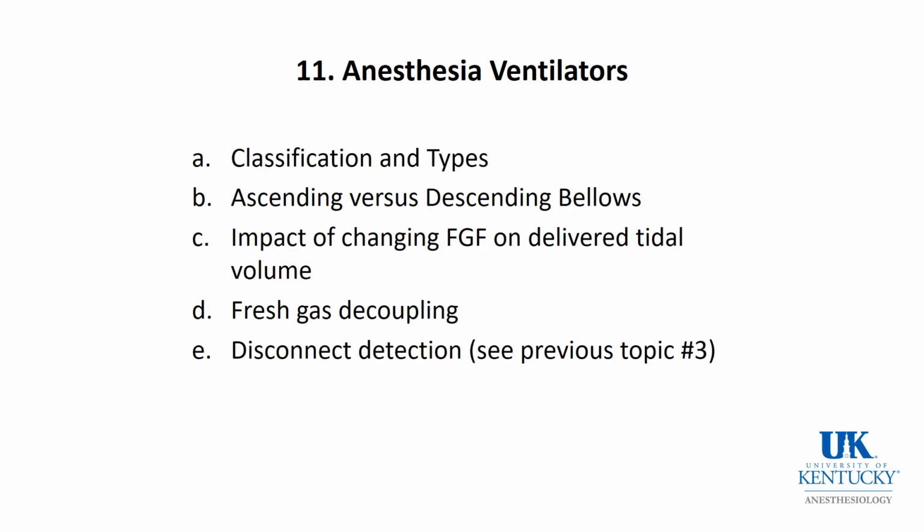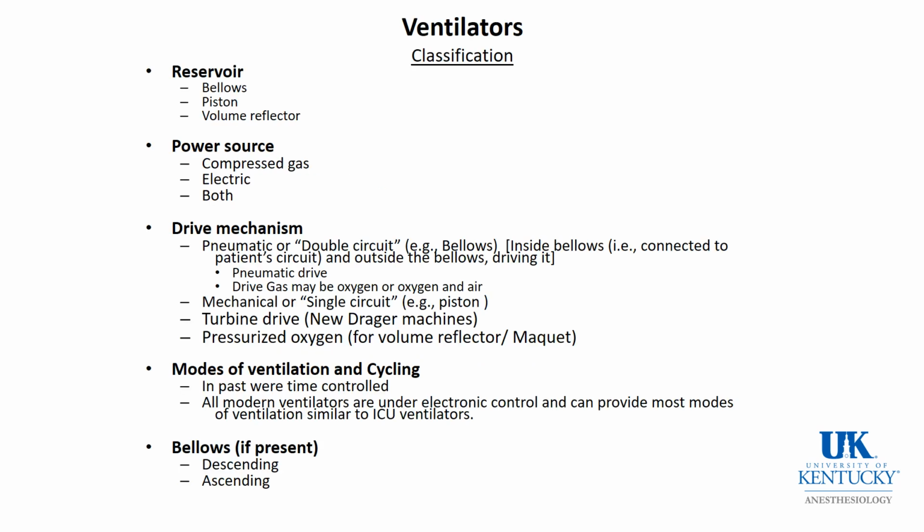So the next big topic is anesthesia ventilators, and there are various issues about this. But on this slide, I've talked about classification. One is a type of reservoir. Is it a bellows? Is it a piston? Or is it a volume reflector? And the second is, what is the power source? Is it compressed gas or electric or both? And the third is, what is the driving mechanism?